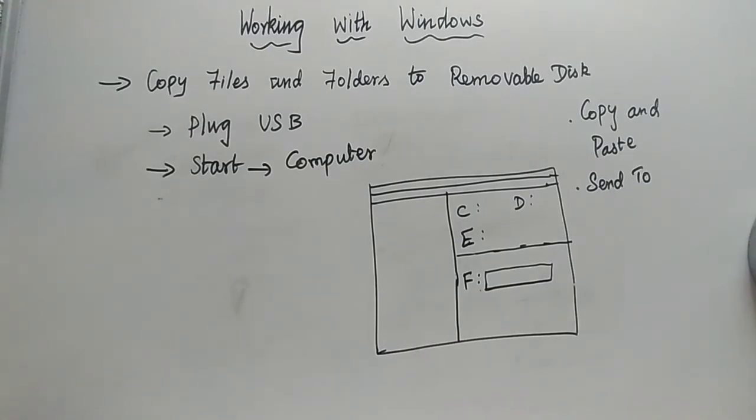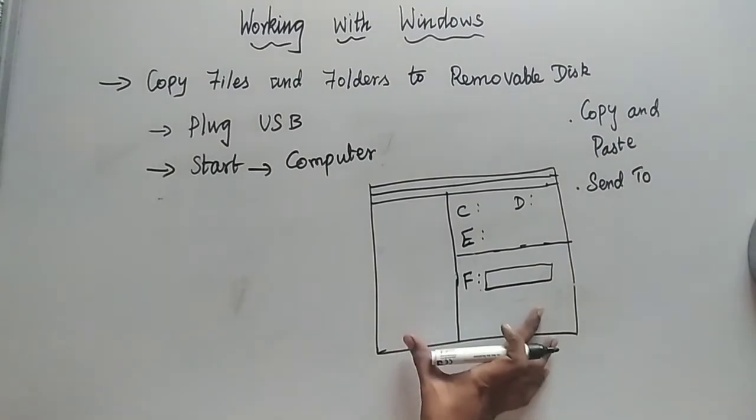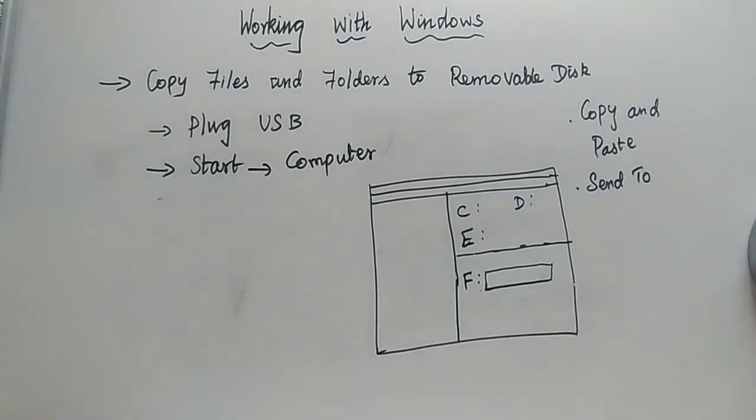Now you can see your pen drive is ready to perform the copy and paste operation. It is detected and ready for copying files or folders. The next step is to copy the file from the source, that is, from the place you are willing to copy from.